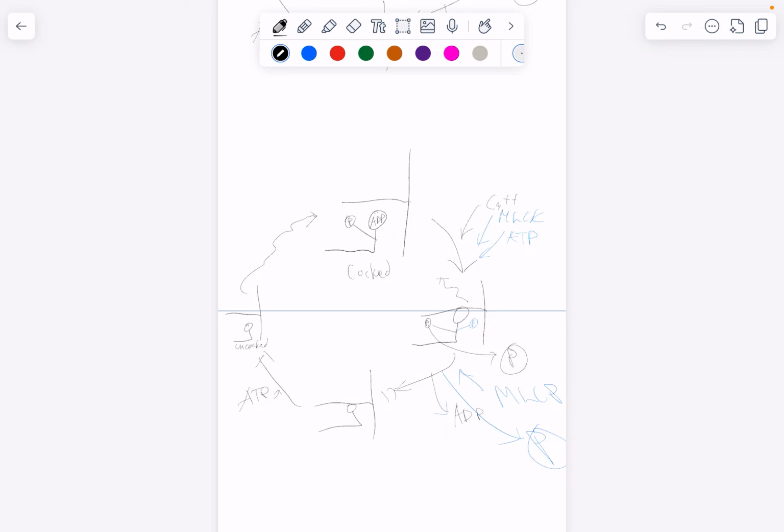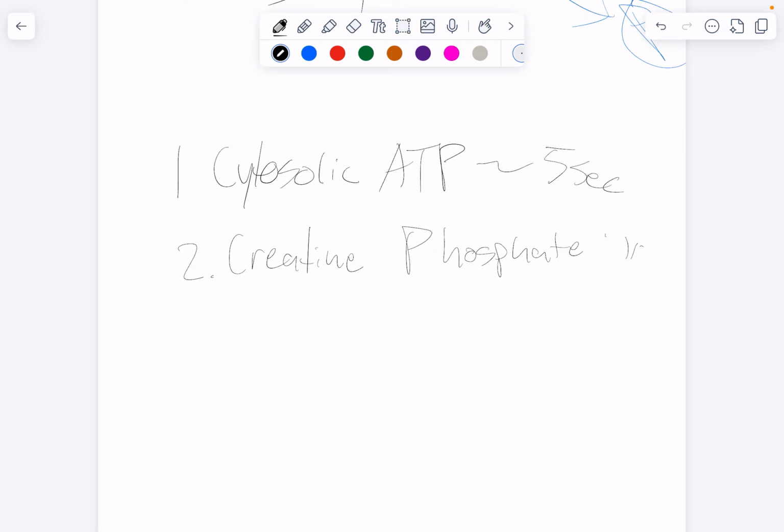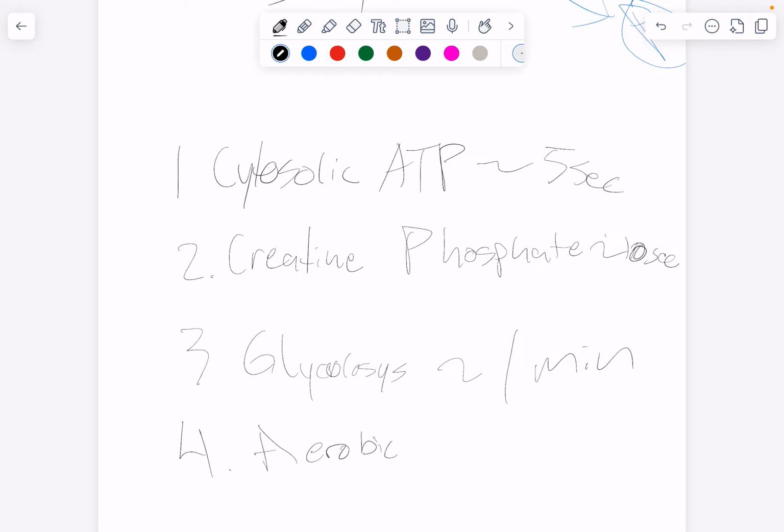So the first three are anaerobic, and I guess I should probably write this. So you've got cytosolic ATP, creatine phosphate, so that says 10 seconds. Glycolysis. Sorry, my handwriting is horrible right now. About a minute. And then you've got aerobic. I don't know how to spell that. So that takes about hours.